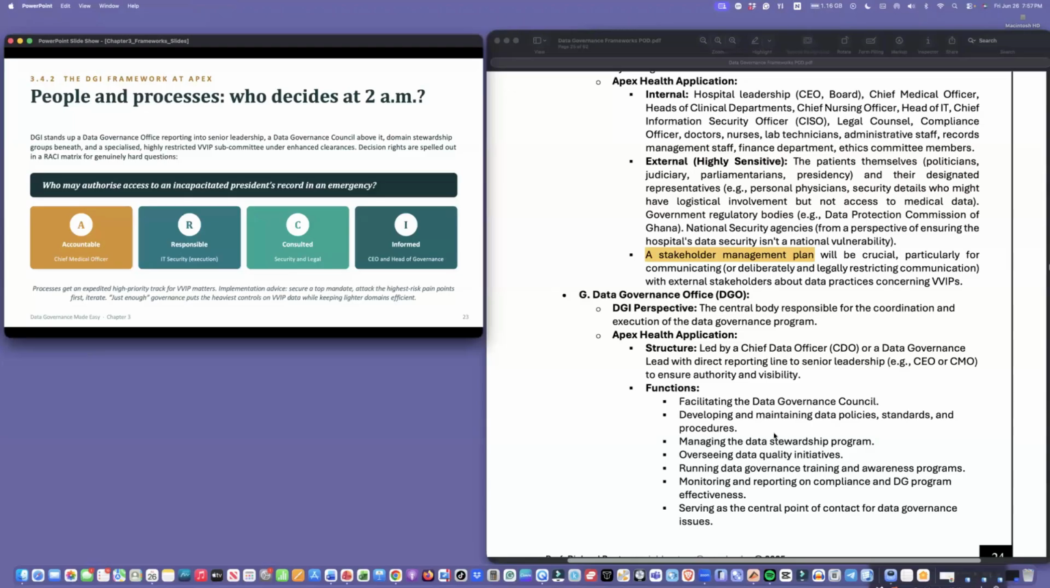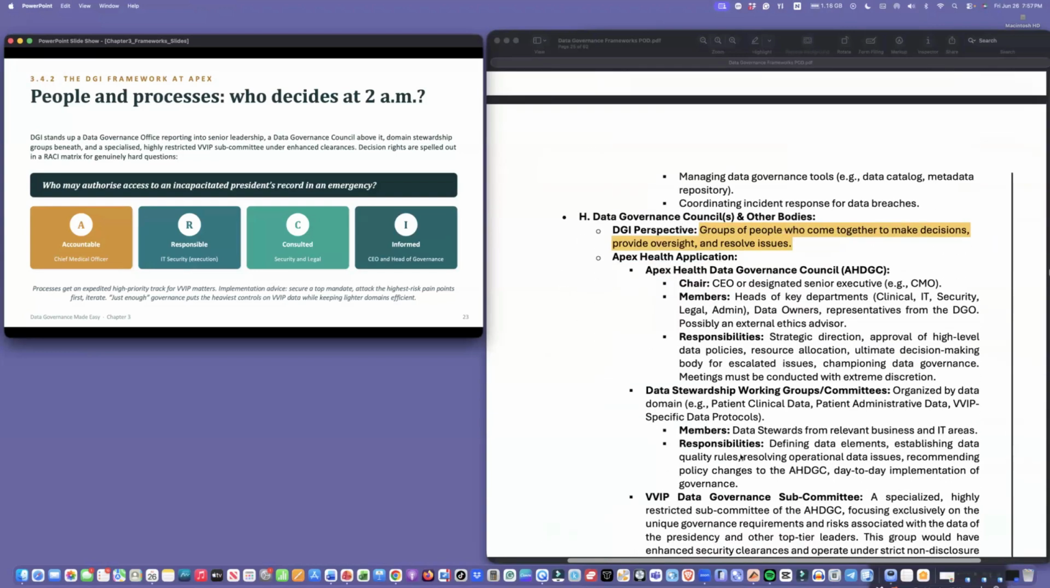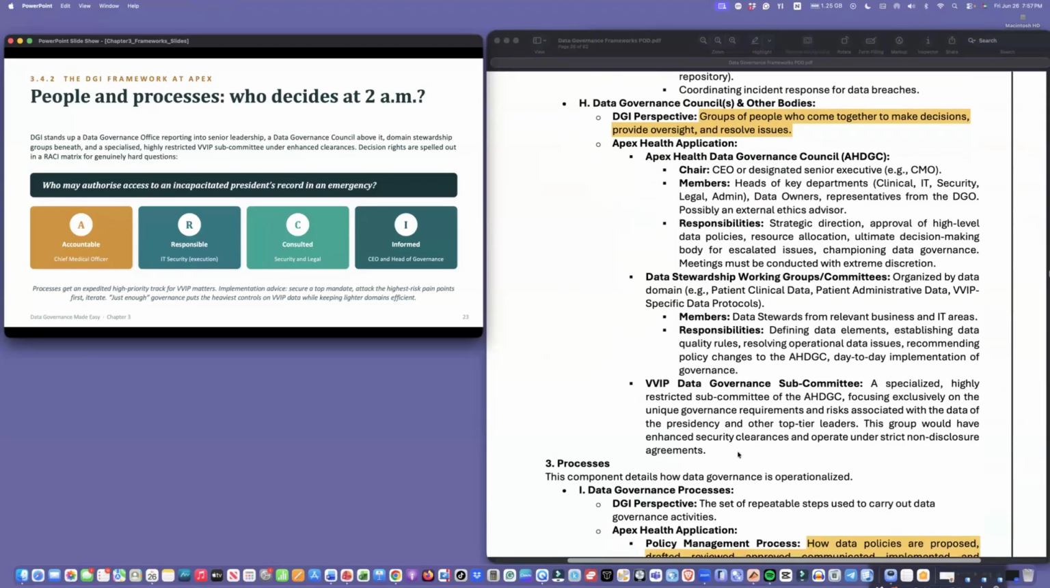Okay. So the DGI office, the Data Governance Office, is a central body for coordination and execution of the plan. They will facilitate Data Governance Council meetings and its actions, develop and maintain data policies and standards, manage the stewardship program, and oversee data quality. Quite a number of jobs they are supposed to do. To be able to do that, they may also work with other bodies. They cannot work alone. Then they will set up stewardship working groups, subcommittees that will be working with them.